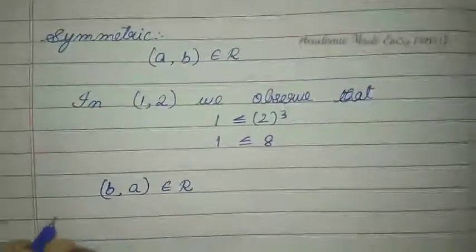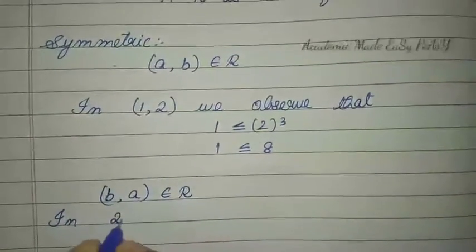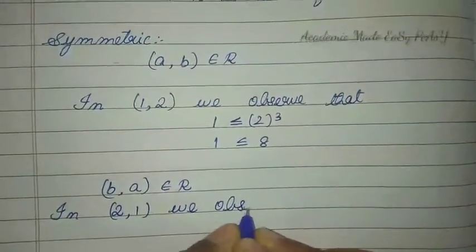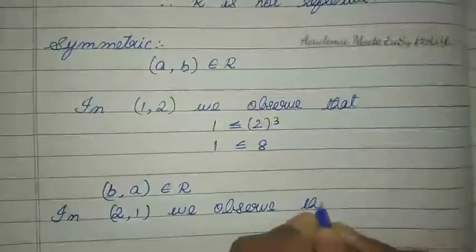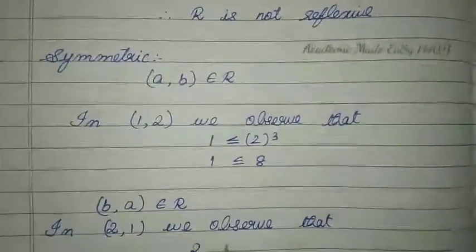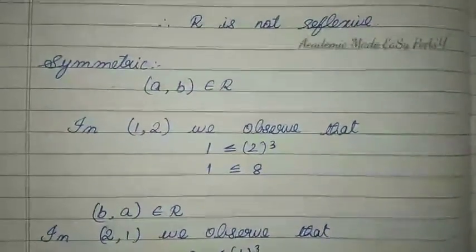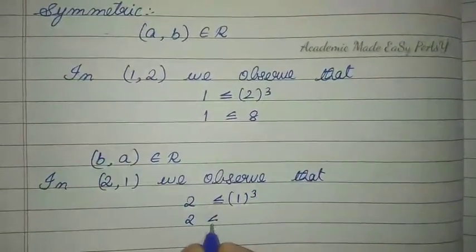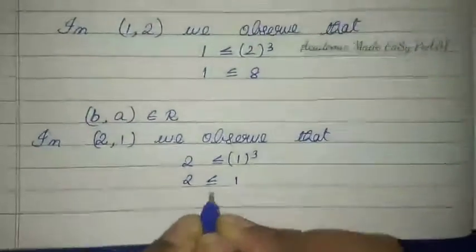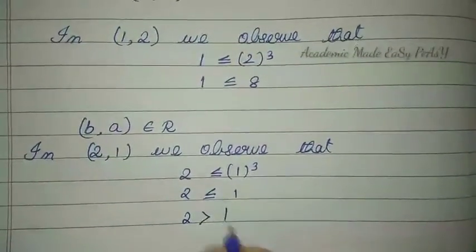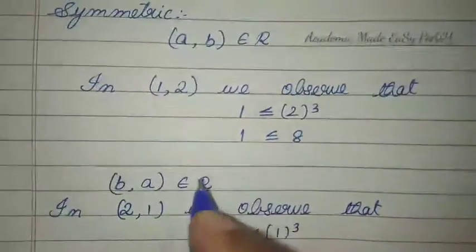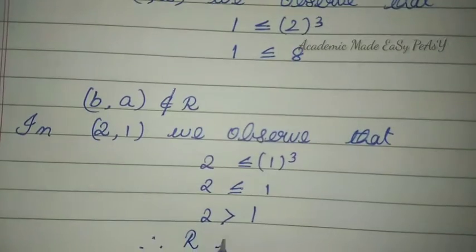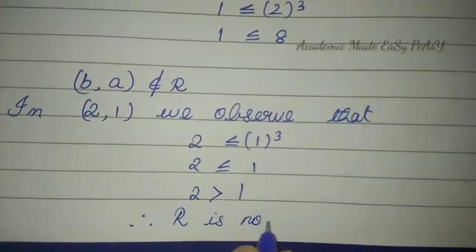So there also you can write in 2 comma 1 we observe that 2 less than or equal to 1 cube, that is 2 less than or equal to 1. So it is not correct. So 2 is greater than 1. Therefore b comma a does not belong to R. Therefore R is not symmetric.